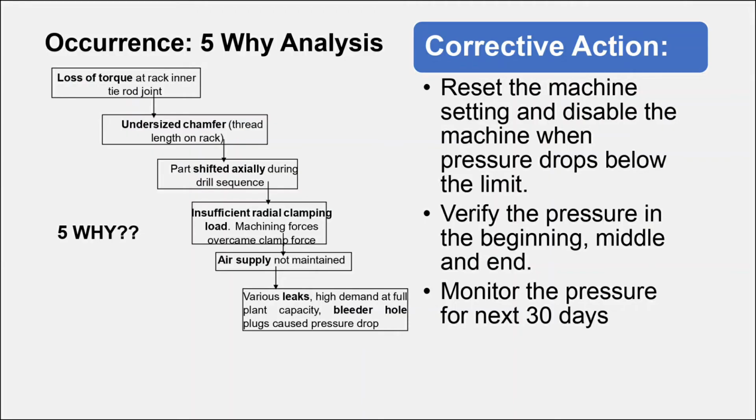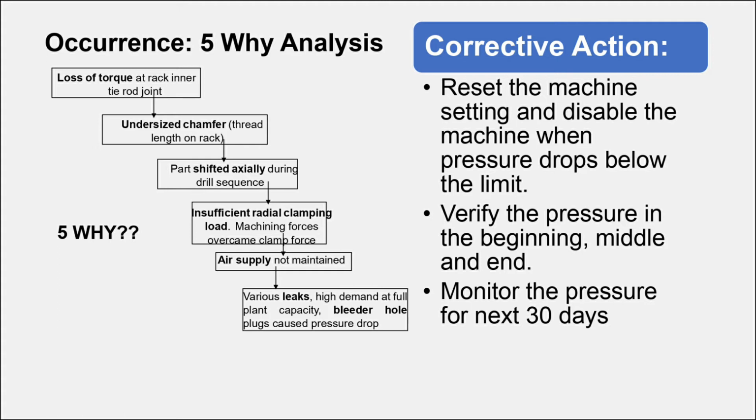So let's first take the example with respect to the occurrence. If you see the sheet on the left hand side at the bottom, we define the final root cause, and that root cause is with respect to the different leaks which have resulted in this particular failure with respect to the torque. So what can be the possible corrective actions that the organization can take? First of all, they can reset the machine and they can disable the machine. They can make a feature in the machine for whenever the pressure drops.